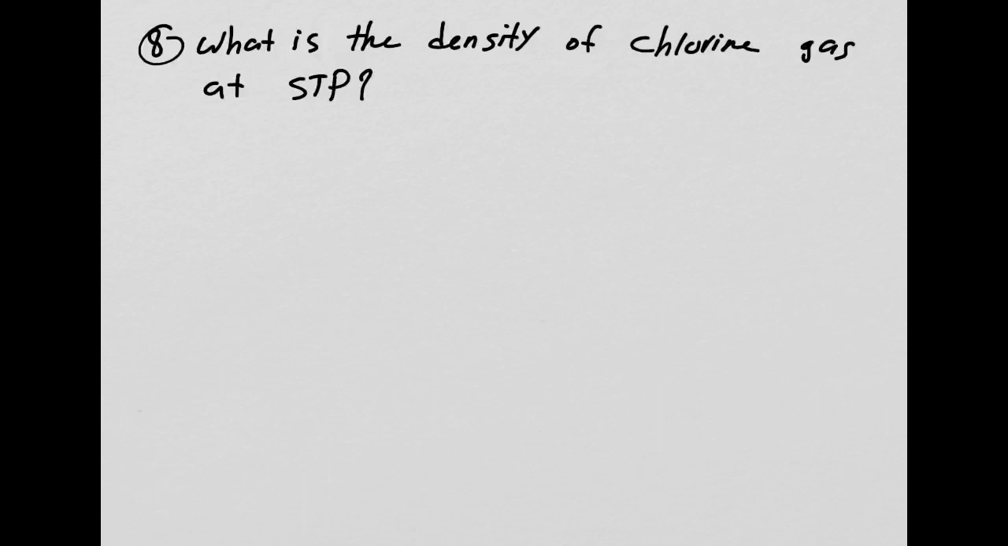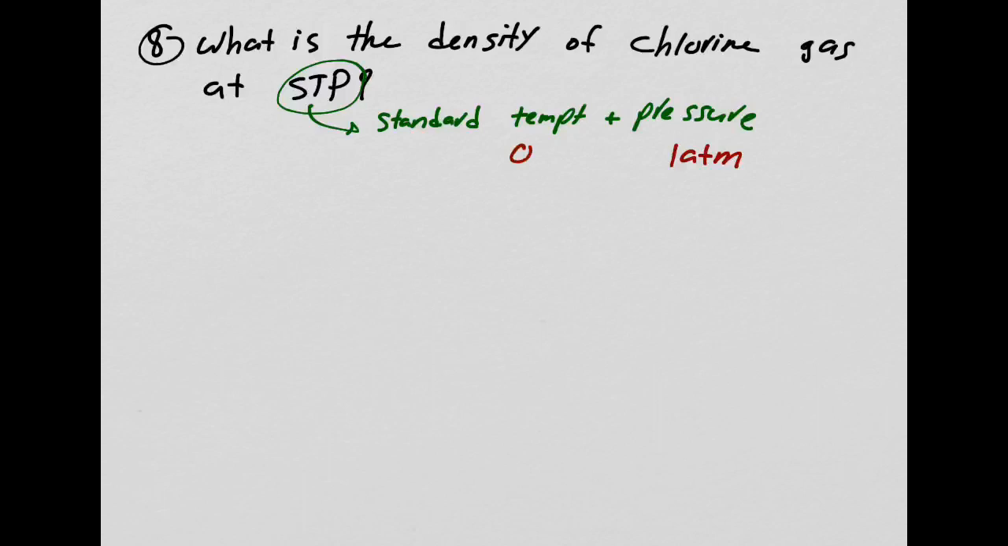What is the density of chlorine gas at STP? What is STP? Standard temperature and pressure. For gases, standard temperature and pressure is 1 atm and 0 degrees Celsius, which is 273 Kelvin. This is the STP for gases. STP for thermodynamics, for reactions, was different because we do reactions at 25 degrees, at room temperature. But the STP for gases is 0 degrees.